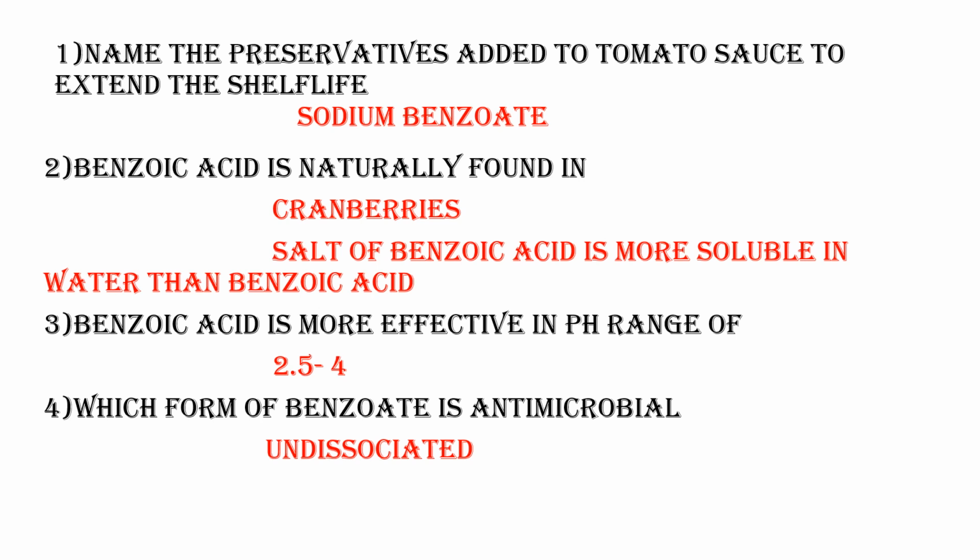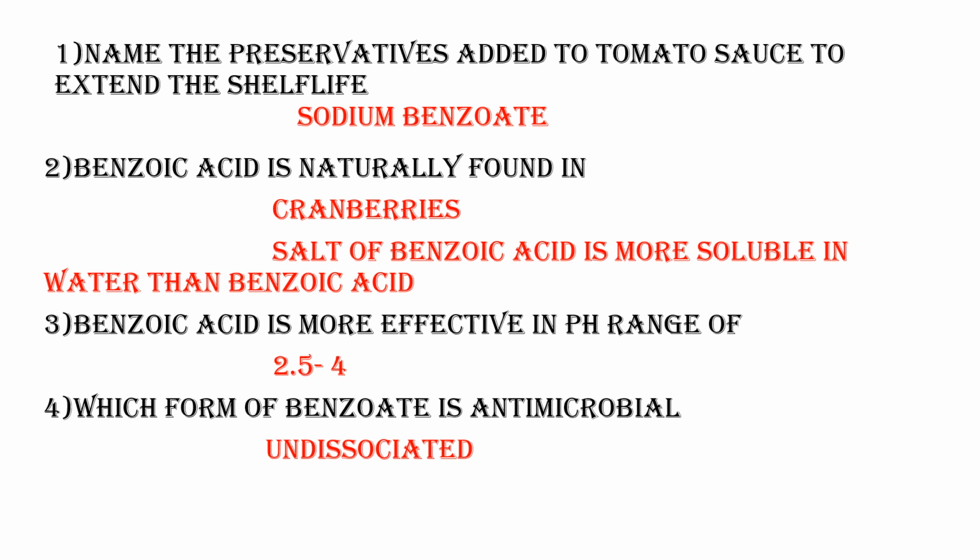Second question, benzoic acid is naturally found in. So, which berries? Benzoic acid is naturally found in cranberries. Then, the salt of benzoic acid is more soluble in water than benzoic acid.